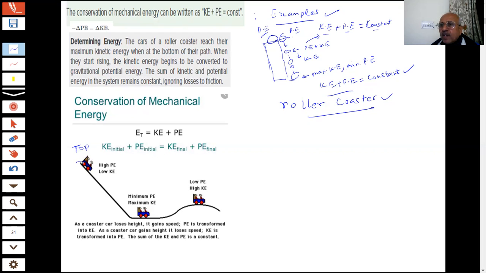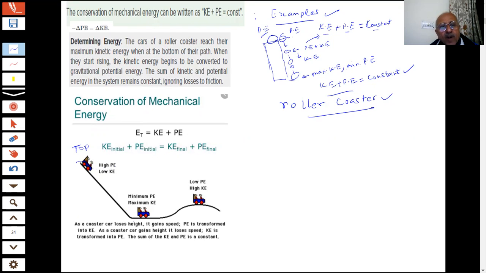If you are not moving, then the kinetic energy is zero, and potential energy is maximum because of the height, you can see that it is at a height. But as you start rolling down, what happens? Potential energy is getting converted into kinetic energy. Potential energy decreases, kinetic energy increases.